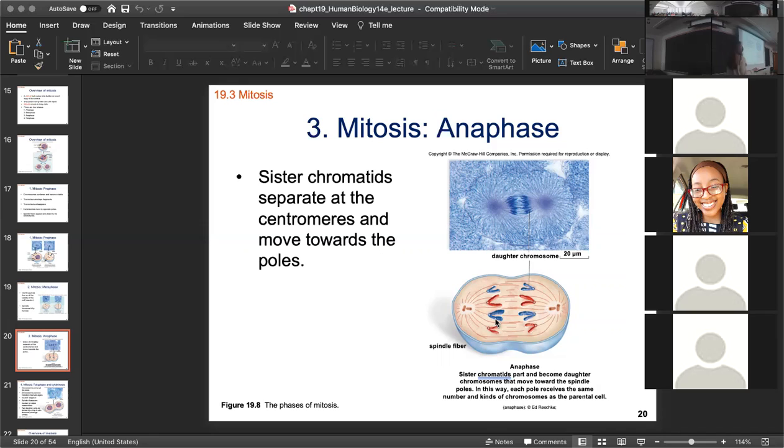The way I remember anaphase, which is kind of weird, my sister's name is Annie. This is really far-fetched. My sister's name is Annie, and the sister chromatids are pulled apart. So sister, Annie, I don't know. You can think of your own way to remember this one.